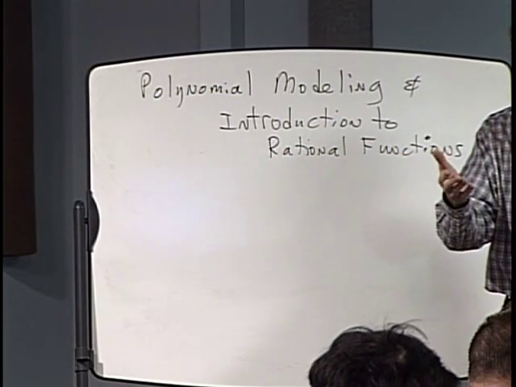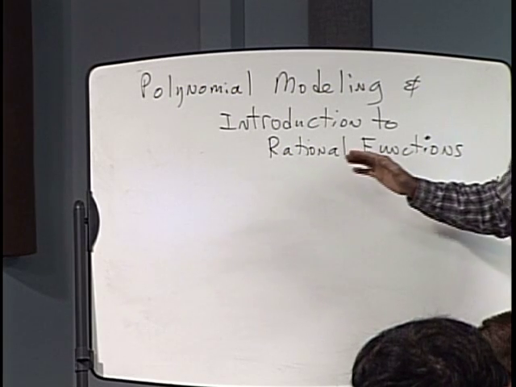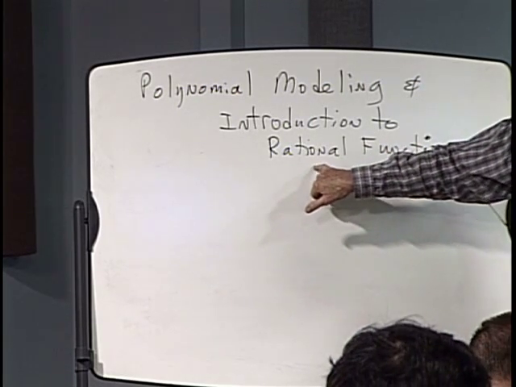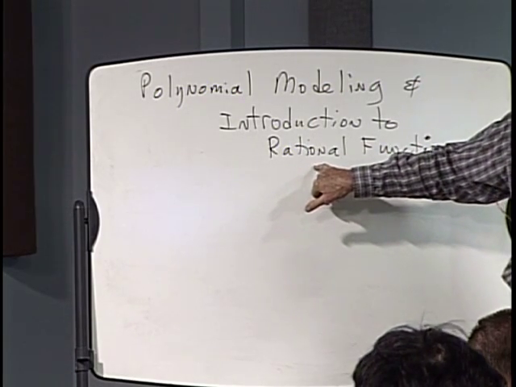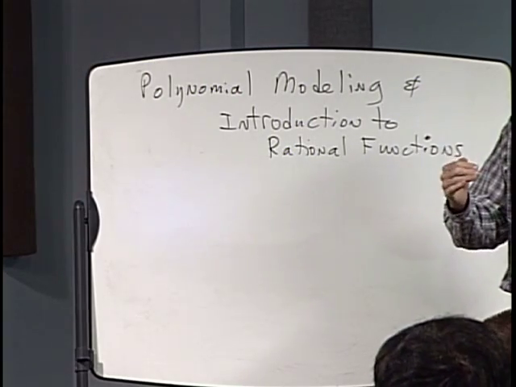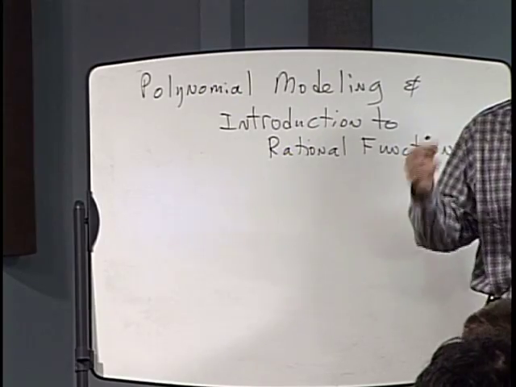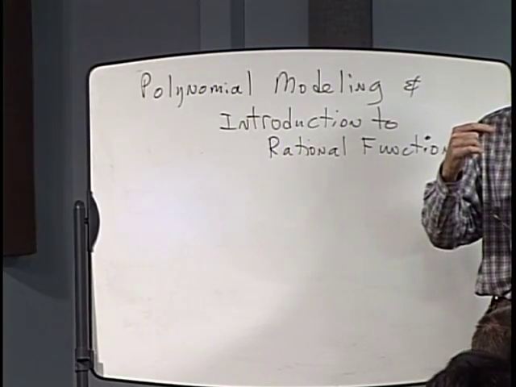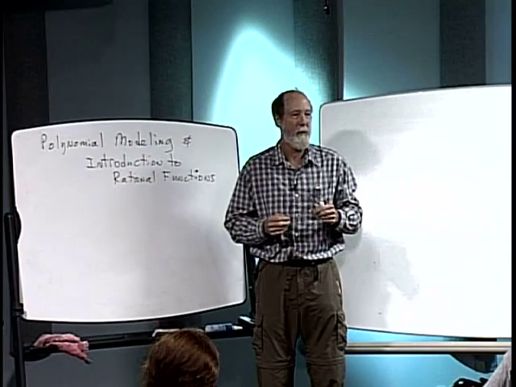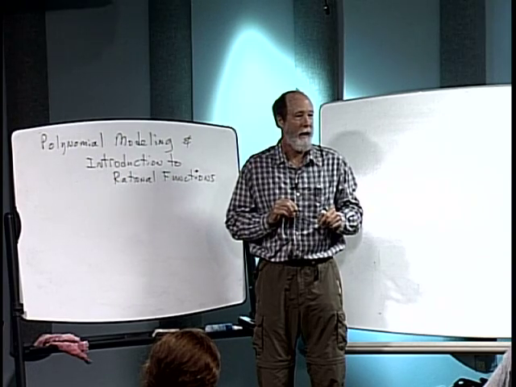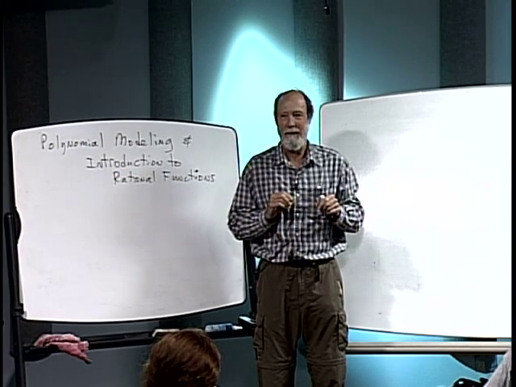we also need the understanding of polynomials to then start to talk about a new kind of function called a rational function, which is real simple to remember what it is. The root of the word here is ratio. It's a ratio of two polynomials. So we'll get started on those today after we've done a little bit with polynomial modeling.